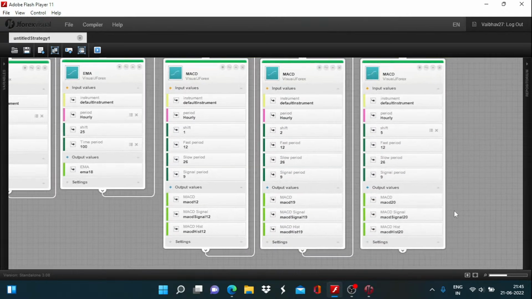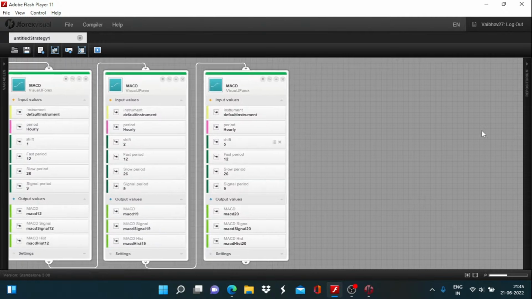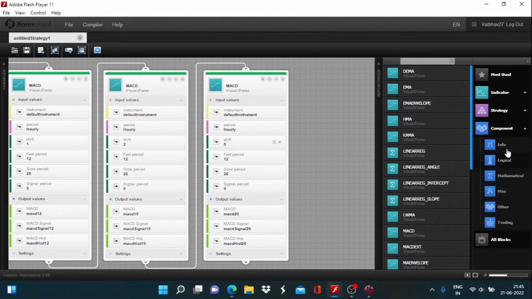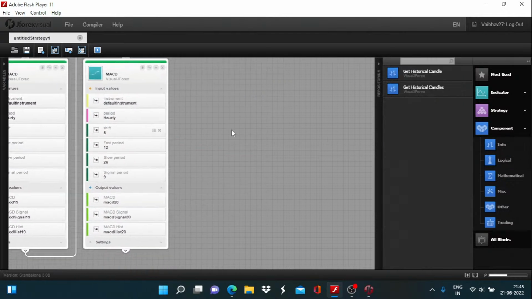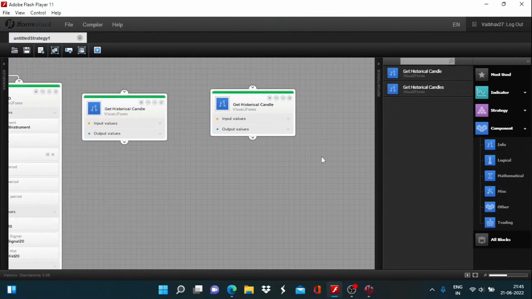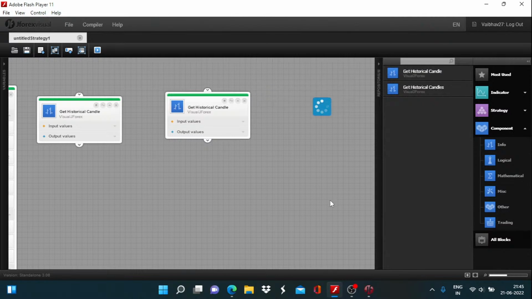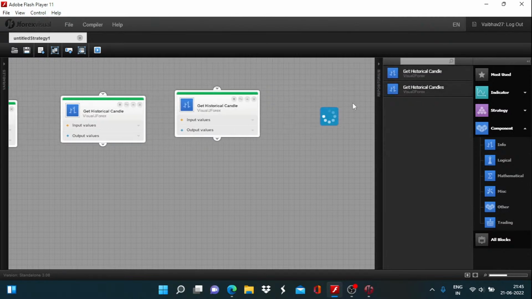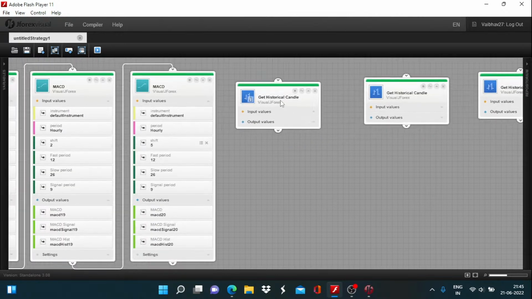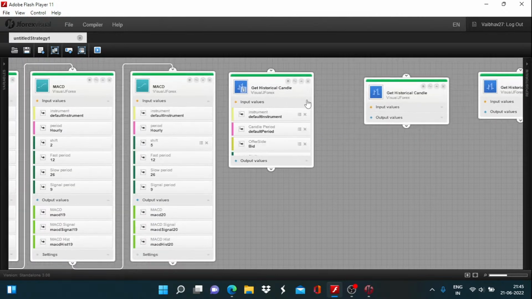Now we also have to consider the price action data. For that we need info candles. So I'm going to take get historical candle 1, 2, 3, and 4. First two will be defined for the hourly candle period, and latter two will be for 10 seconds each to consider the price volatility data prior to the execution of the new trade.